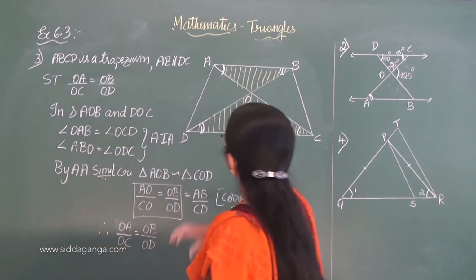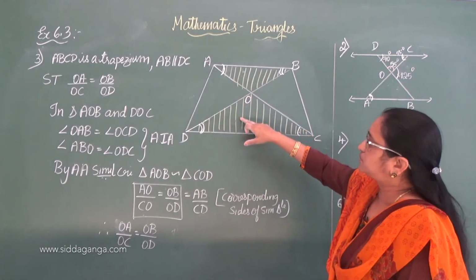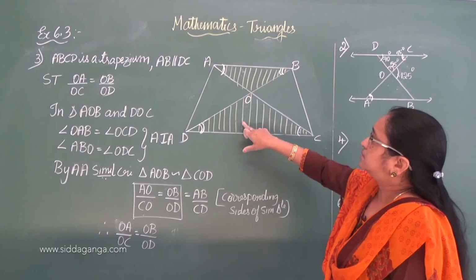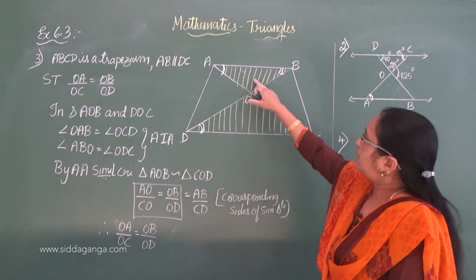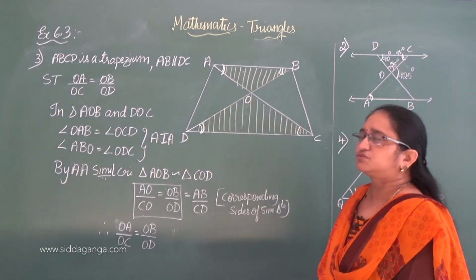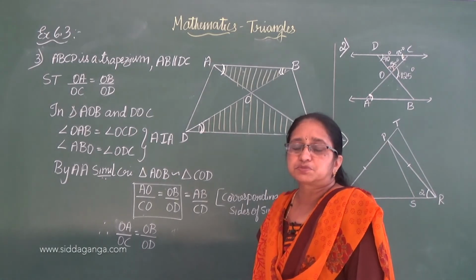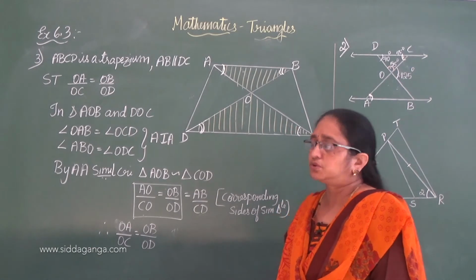I hope you understood. So we have to consider these two triangles and we have to prove that they are similar by taking AA similarity criteria. Okay, and later on, the corresponding two sides of similar triangles are in equal ratio.